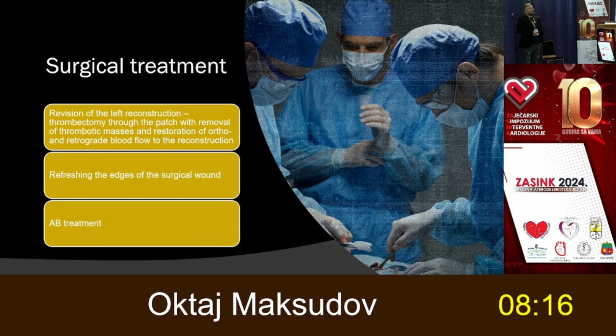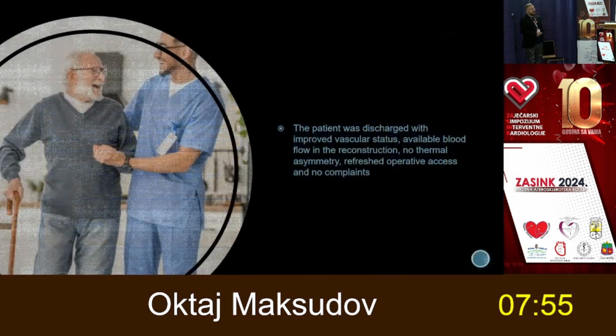So back then we did surgical treatment. The vascular surgeon did the revision of the left reconstruction, thrombectomy through the patch with removal of the thrombotic masses and restoration of the blood flow to the reconstruction. They refreshed the edges of the surgical wound and we gave antibiotics. The patient was discharged with improved vascular status, available blood flow into the reconstruction, no thermal asymmetry, with refreshed operative access and with no complaints.